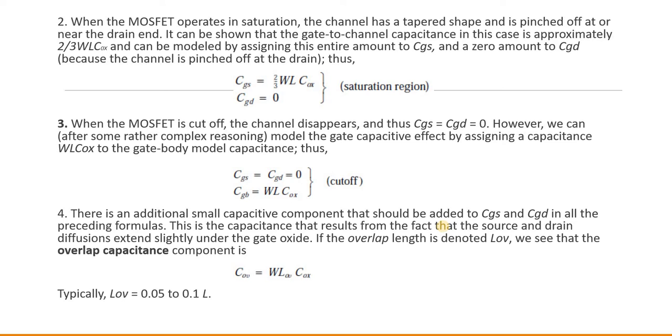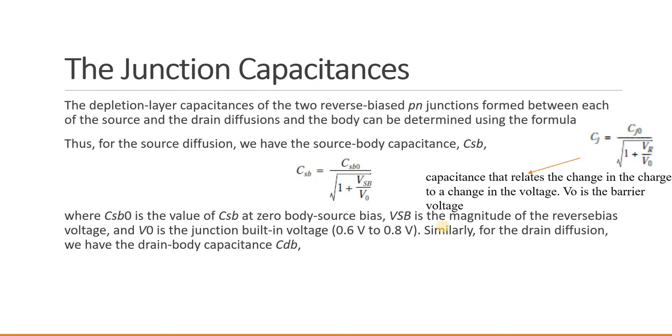Here also comes one more capacitance, that is the overlap capacitance. It is denoted as COV, which is equal to W into LOV. What is this LOV? It is nothing but the overlap length, denoted as LOV, and the typical value of this LOV is 0.05 to 0.1 L, into COX.